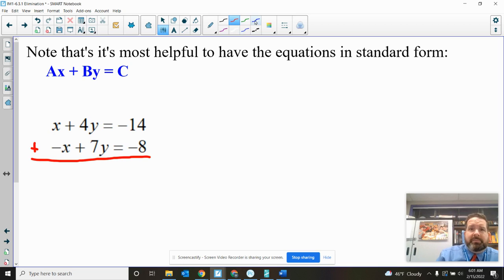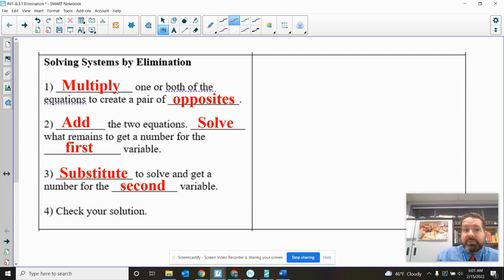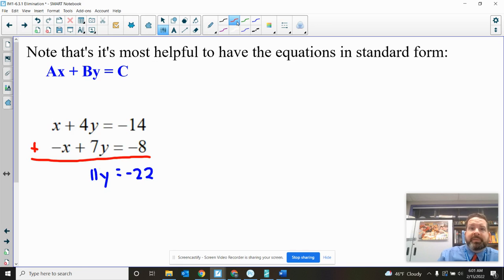Over here then, 4y's and 7y's is 11y's. And then over here, negative 14 plus negative 8 is negative 22. And I hope you can see we then end up with a much simpler equation to solve. So we did the first step, it was already done. There was a set of opposites. We added the two equations. We're now going to solve for the first variable, which in this case is the y. So dividing by 11, we end up with y equals negative 2.